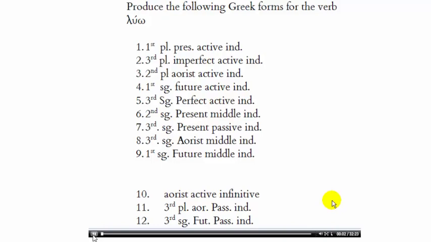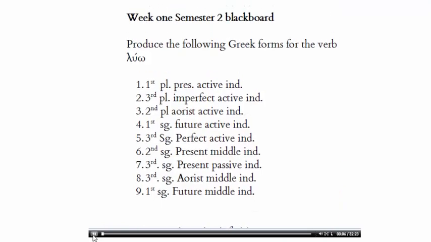Okay, welcome back to the second semester here. What we're going to do now is practice a little bit on verbal morphology. If you haven't figured this out already, you'll figure out soon that really handling verbs is probably 70 to 80% of being able to read Greek.